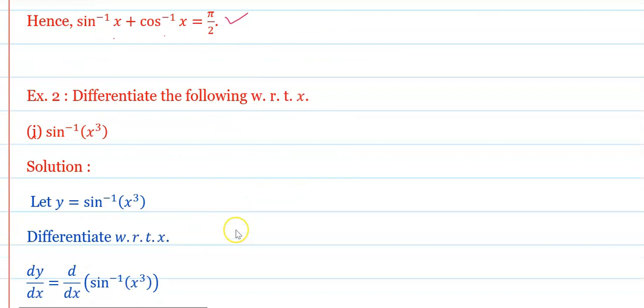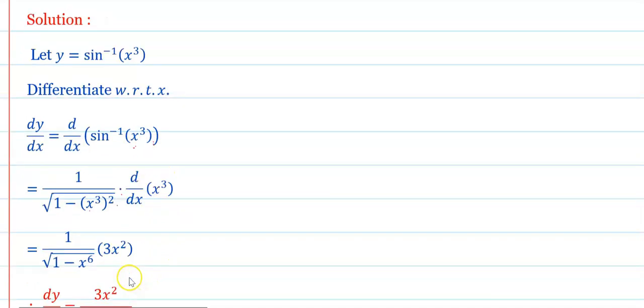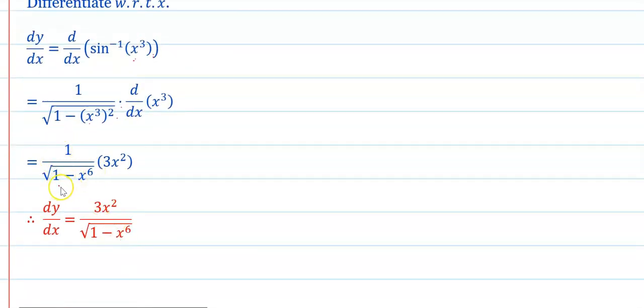Okay. Now the next. Differentiate the following with respect to x: sin inverse of x cube. Easy derivative. Differentiate this with respect to x. The derivative of sin inverse of x is 1 upon under root of 1 minus x square. Similarly here, 1 upon under root of 1 minus the square of whatever that angle is. This is f of x, so x cube square, into d/dx of this f of x, that is the derivative of x cube, which is 3x square. And hence 1 upon under root of 1 minus x raised to 6, into 3x square. And hence dy by dx is equal to 3x square upon under root of 1 minus x raised to 6.